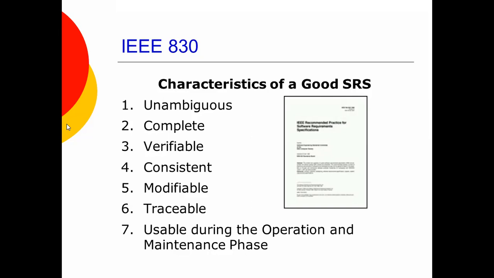Traceable: you can easily find out the different functions, or whether the functions are working properly. Usable during the operation and maintenance phase, so that you can use it during operation and, at the end, during the maintenance phase. So it has all such characteristics. These are the characteristics of a good SRS, meaning software requirement specification. This is the specification for the software.